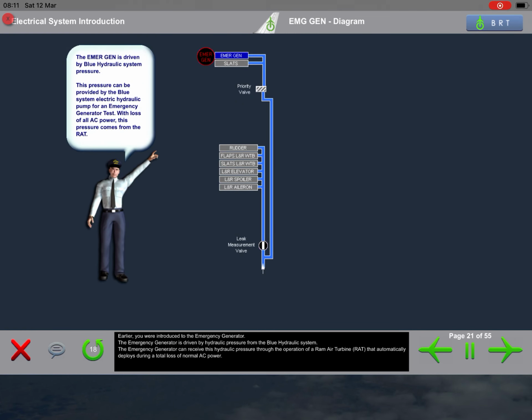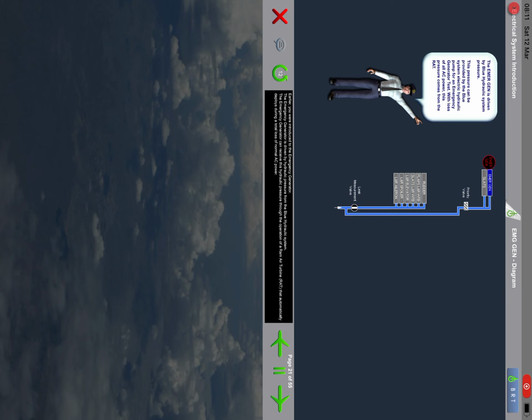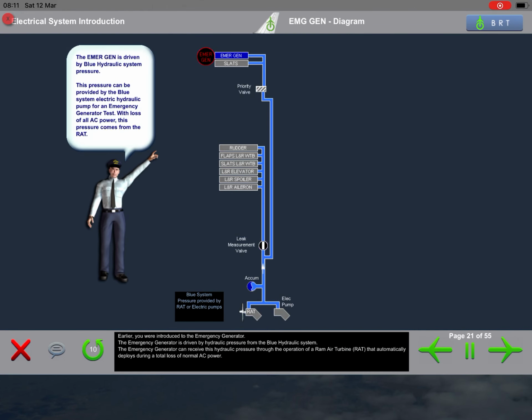Earlier, you were introduced to the emergency generator. The emergency generator is driven by hydraulic pressure from the blue hydraulic system. The emergency generator can also receive this hydraulic pressure through the operation of the ram air turbine, RAT, that automatically deploys during a total loss of normal AC power.